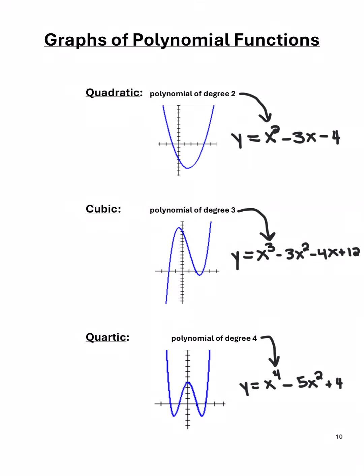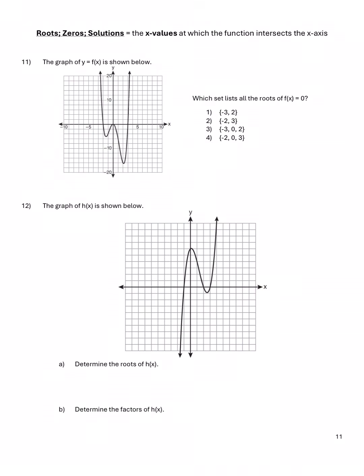Okay, so now if you can flip to the next page, we are going to talk about roots, zeros, and solutions, okay? These terms can really be used interchangeably. They refer to the x values at which the function intersects the x-axis. Okay, so let's look at number 11. Now, if you look at number 11, look at this function. Okay, what is this a picture of? Look back on the previous page if you have to.